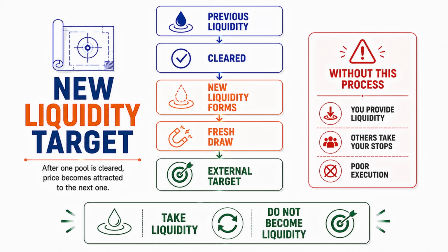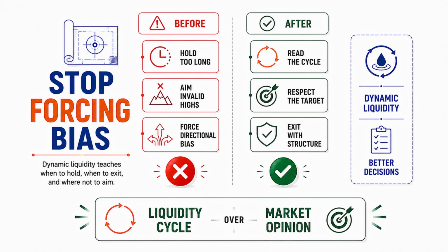So, if you are buying or selling inside the range without understanding this process, you are most likely doing one thing. You are providing liquidity, not taking it. This cycle plays out again and again across every time frame. Once you understand dynamic liquidity, you stop holding positions for too long. You stop aiming for invalid highs and lows. You stop forcing a directional bias.